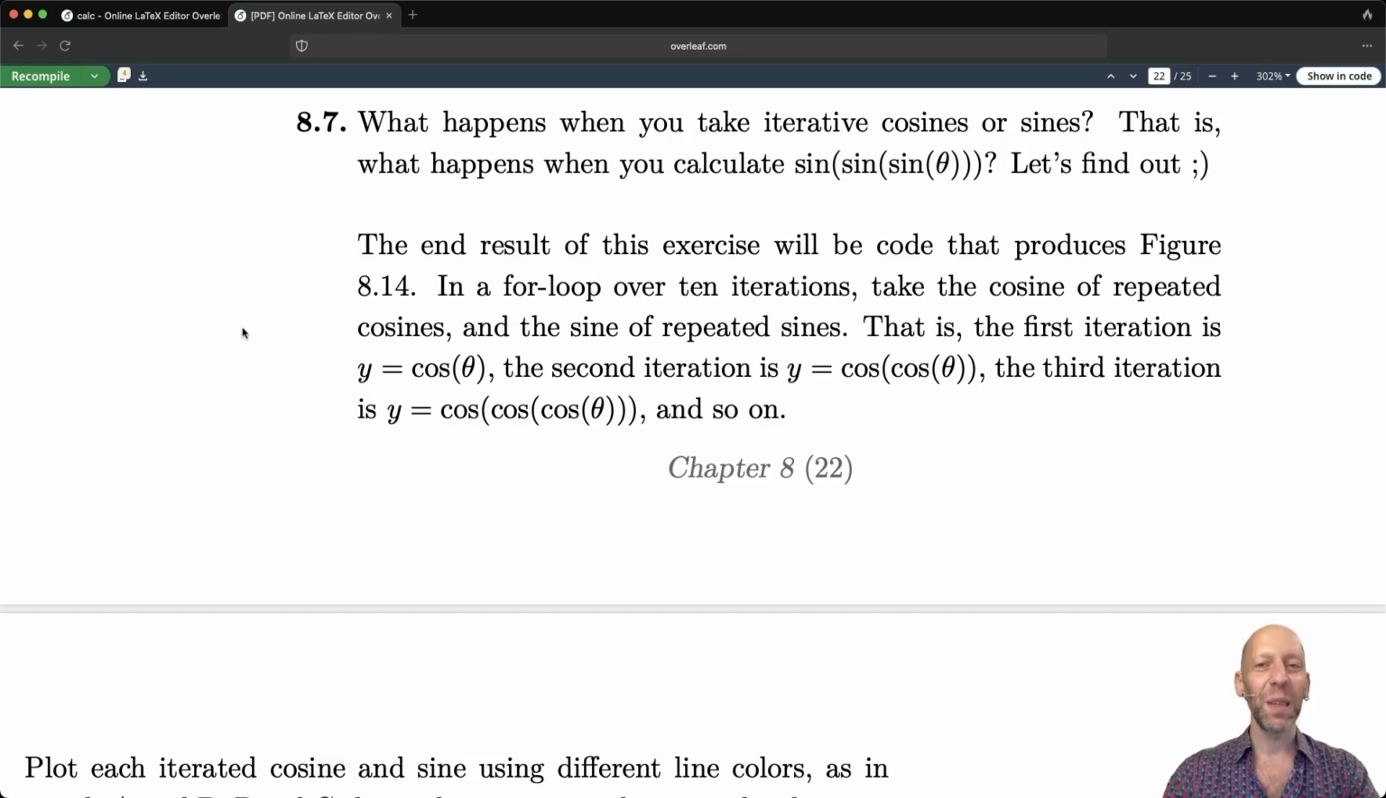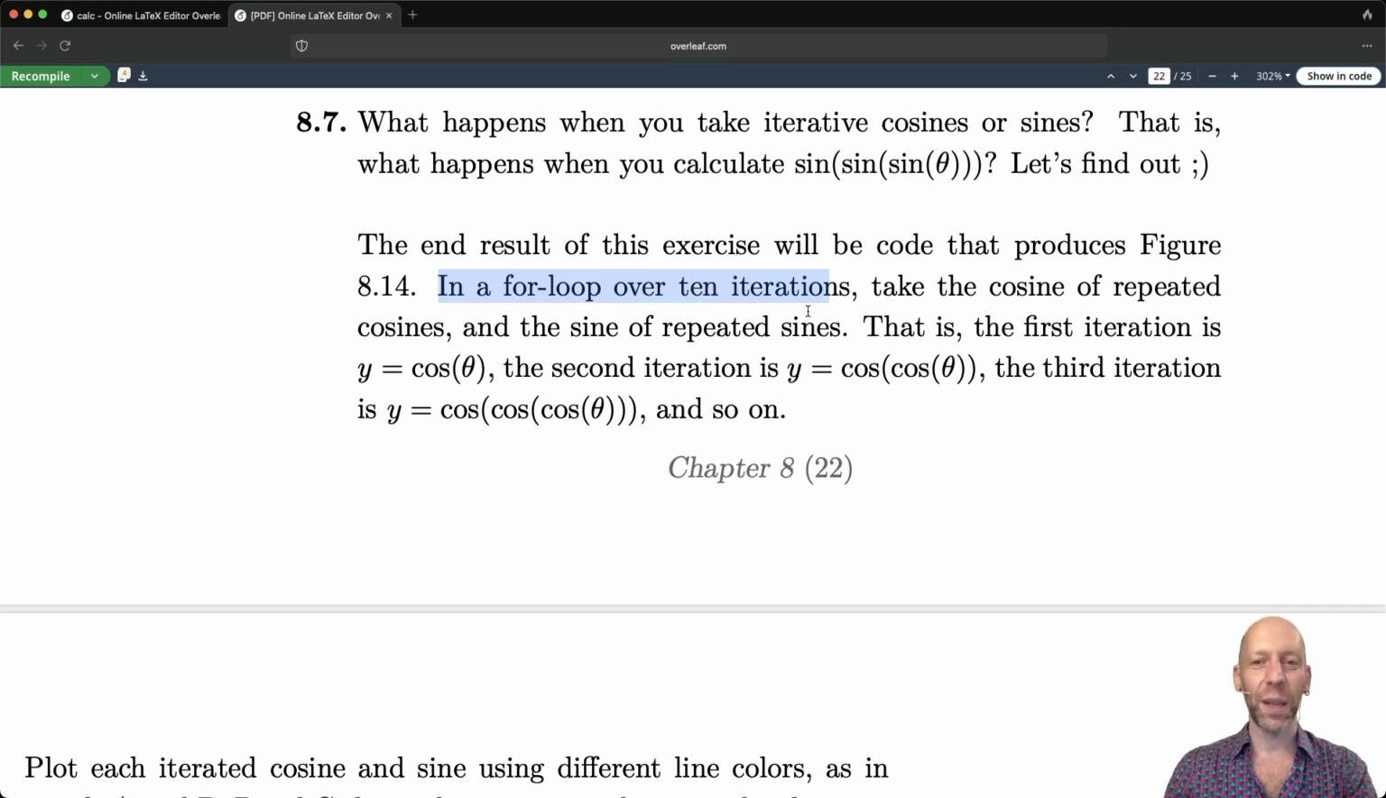This exercise is not so deep into calculus. It's really just about having some fun and playing around with math functions and visualization. Okay, so the question is, what happens when you take iterative trig functions? What I mean by this is instead of just taking the sine of theta, we are taking the sine of the sine of theta. And if that seems interesting to you, then why not go one more step? How about the sine of the sine of the sine of theta? Okay, so that is the goal of this exercise. Write a for loop over 10 iterations and take cosines repeatedly and sines repeatedly.